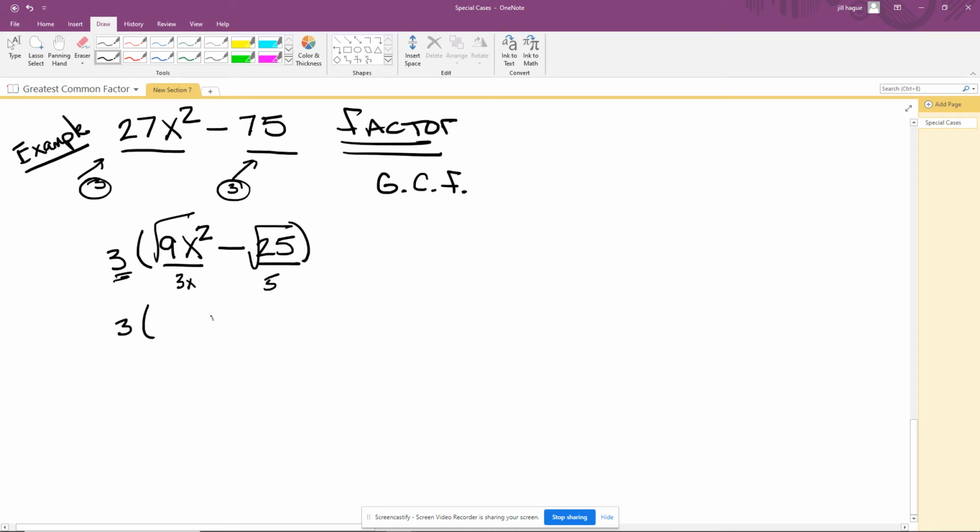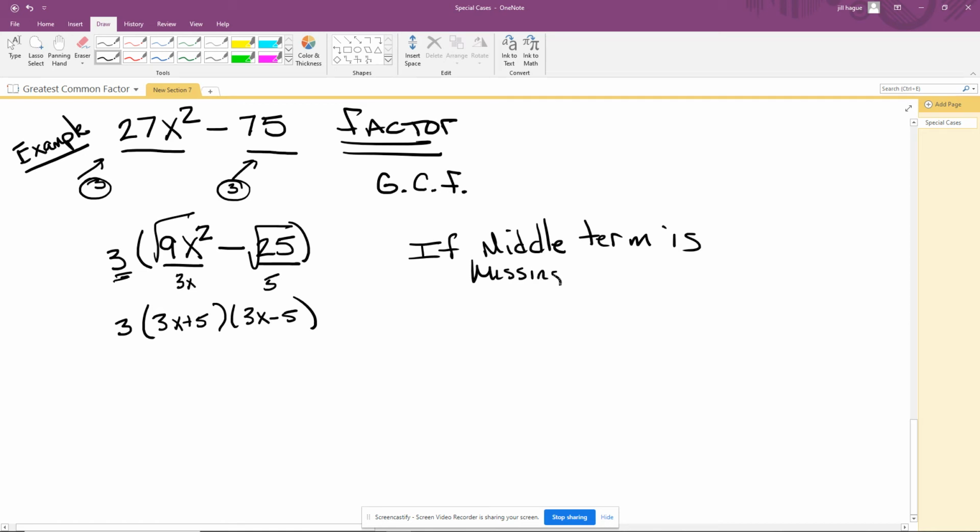So how do I factor it? 3 times (3x plus 5)(3x minus 5). Remember, the middle is missing. If that middle term is missing, what I mean by that is you have something squared minus some kind of number, right? That's a number symbol. Sorry, that's a horrible number symbol.